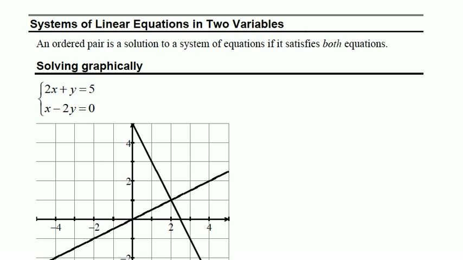Systems of linear equations in two variables. An ordered pair to a system of equations, that's something like this where we have two equations in two variables. An ordered pair is a solution if it satisfies both equations.